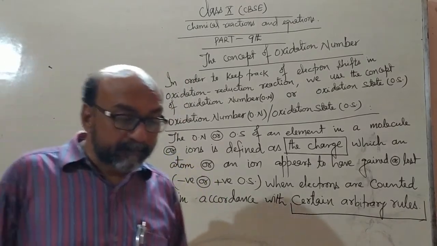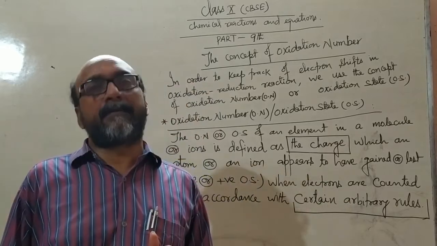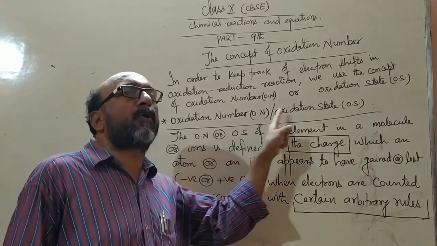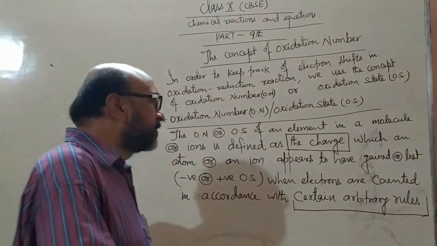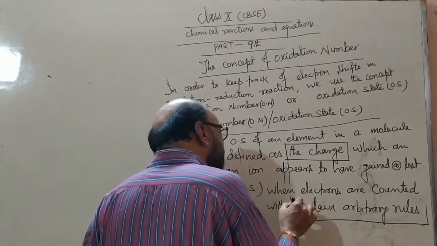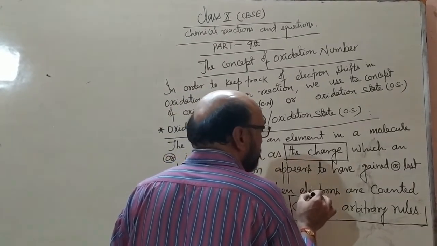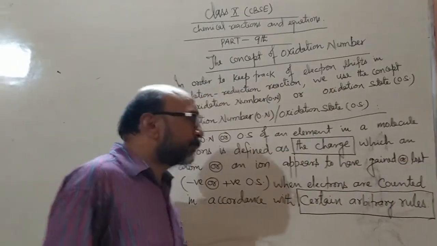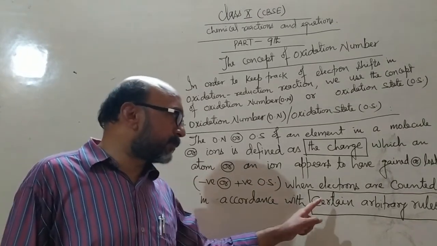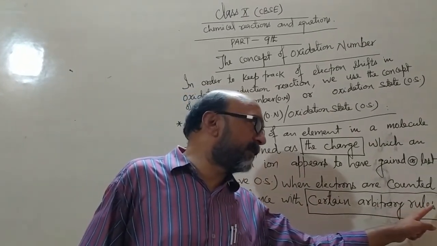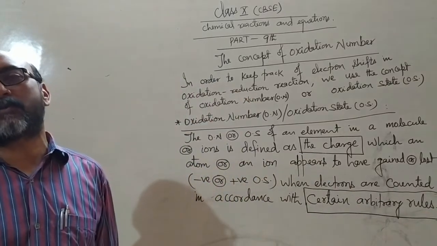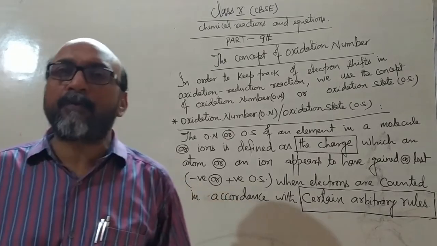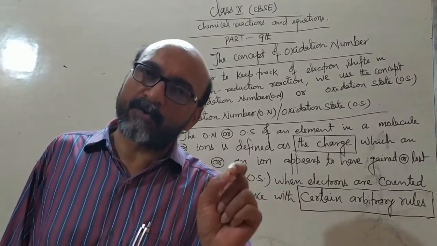Now, first of all we need to have the concept about oxidation number or oxidation state. It becomes essential for us, it becomes necessary for us to know about the certain arbitrary rules on the basis of which we can have the clear concept of oxidation number and oxidation state.